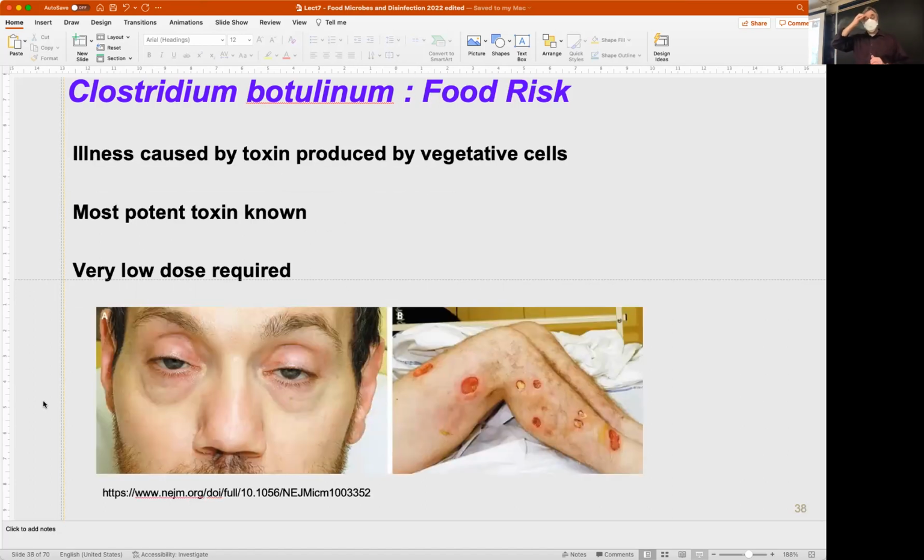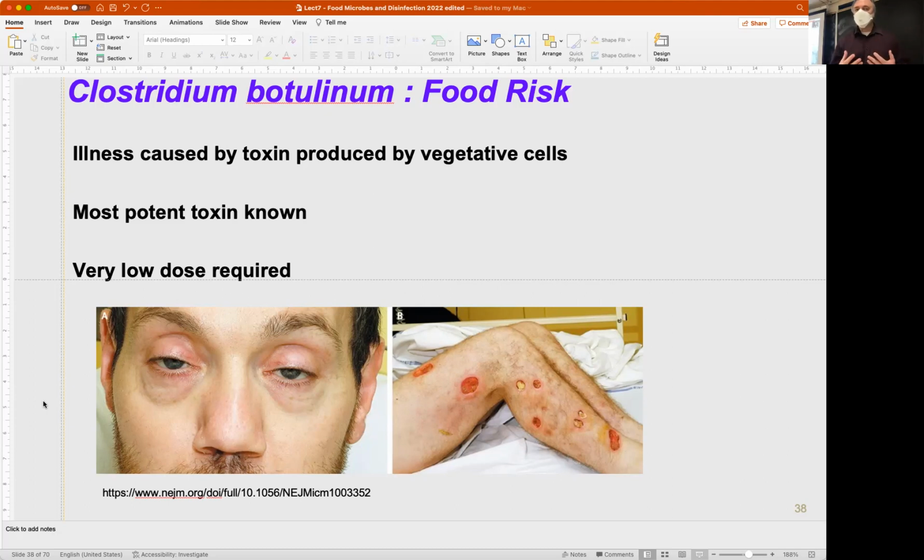Here's my picture that I was mentioning. Here's an image of a poor individual who is a narcotics user. This is from the New England Journal of Medicine. And you can see his eyes are droopy. So he's got this kind of lack of muscle control. And he's also gotten large wounds from where he's injected a contaminated needle.